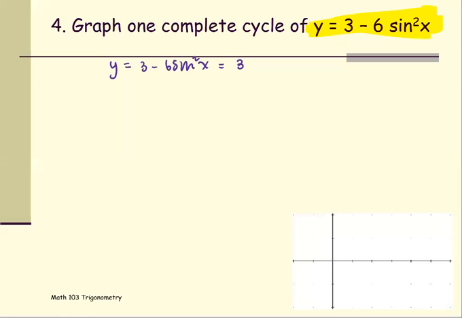The common factor would be 3. We will write it as 3 times (1 minus 2 times sine squared x). 1 minus 2 times sine squared x is one of the three forms of the cosine double angle.